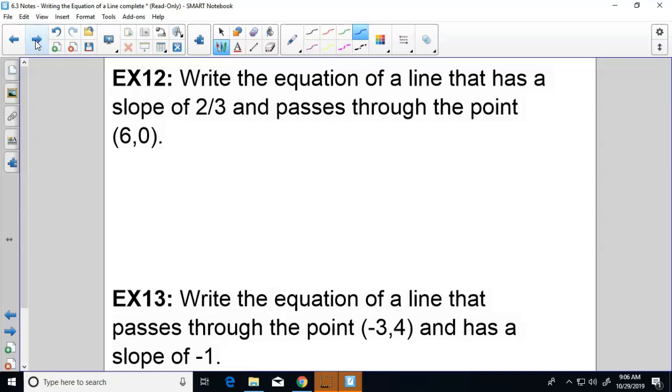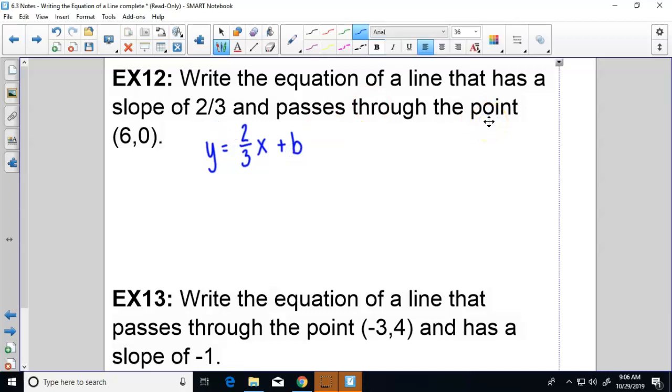Okay, so for 12, we've got to write the equation of a line that has a slope of 2/3 and passes through the point 6, 0. So for this one, we know we're going to have y equals 2/3 x plus b. So Cole, tell me what I need to do. Number 12, yes.